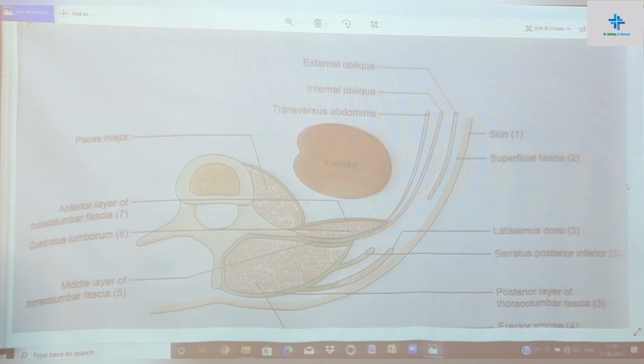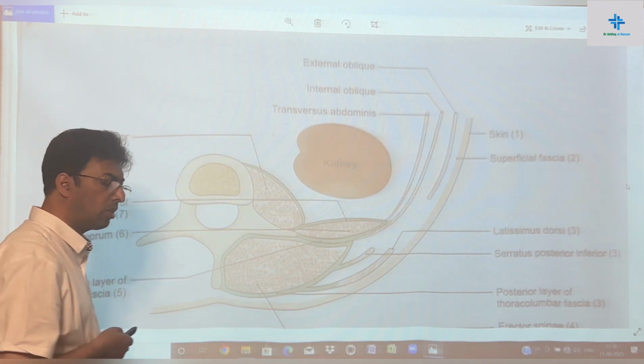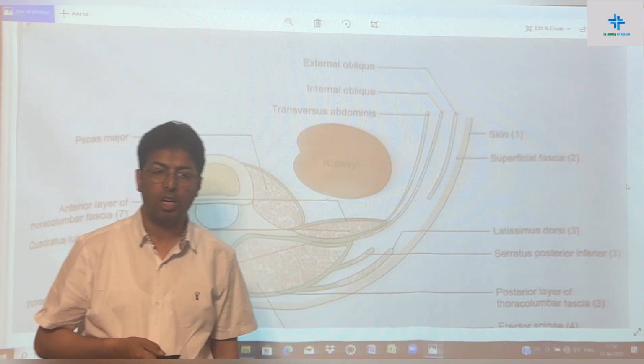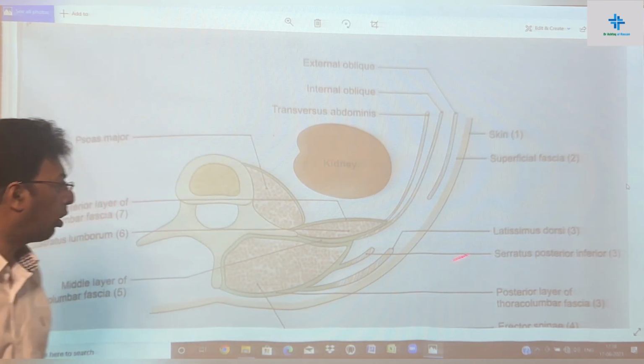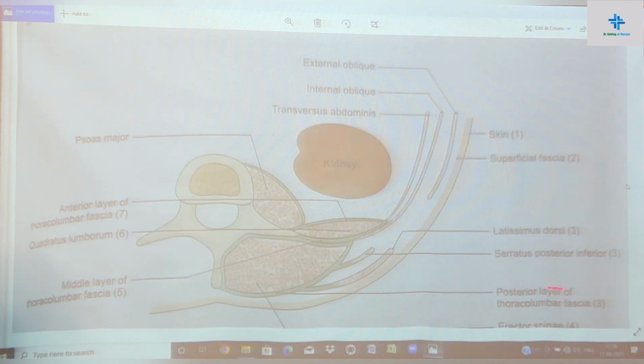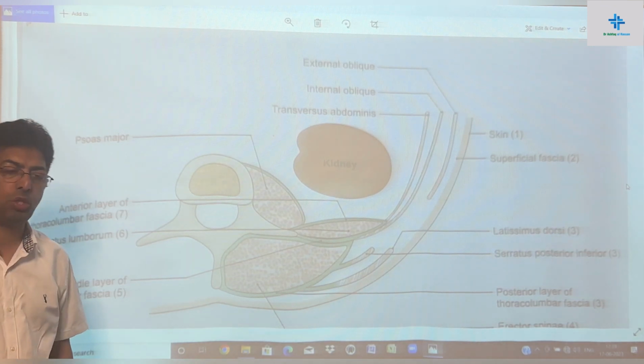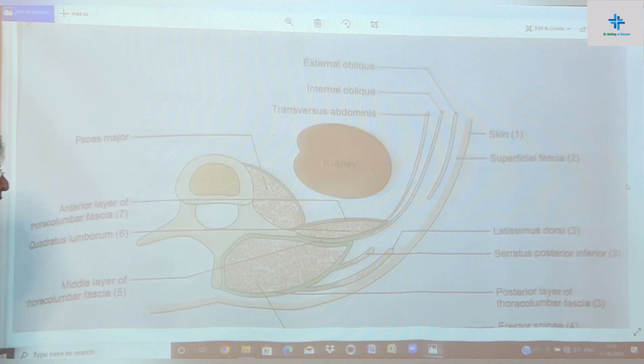Now, in addition, once the surgeon approaches the kidney posteriorly, he encounters three layers of the thoracolumbar fascia. First of all, the posterior layer of the thoracolumbar fascia, which you can well appreciate over here. Then there is the middle layer of thoracolumbar fascia over here, and then there is the anterior layer of thoracolumbar fascia, which is present here. So the anterior layer, the middle layer, and the posterior layer of thoracolumbar fascia. Okay, this one. Now, there are some muscles which you encounter as you go from the posterior to the anterior aspect.